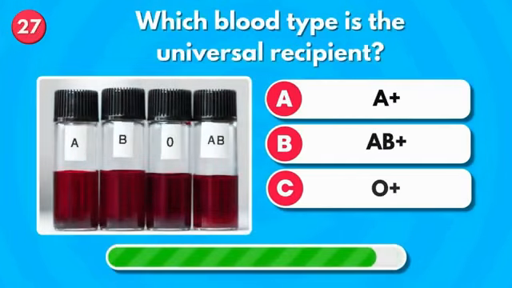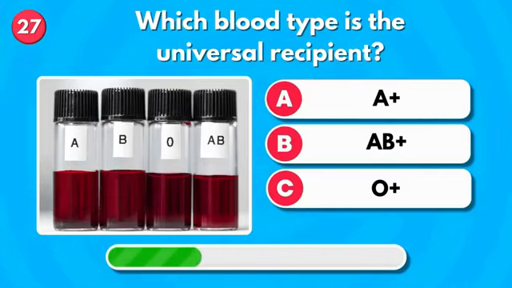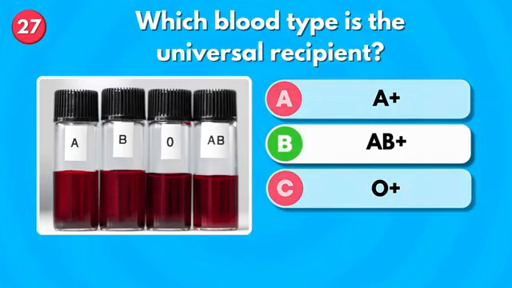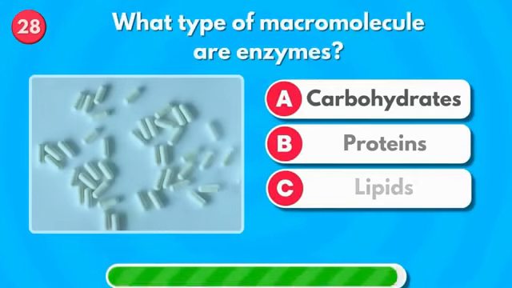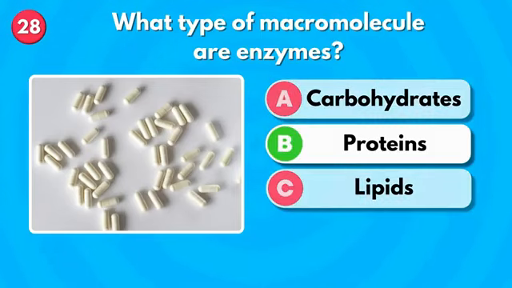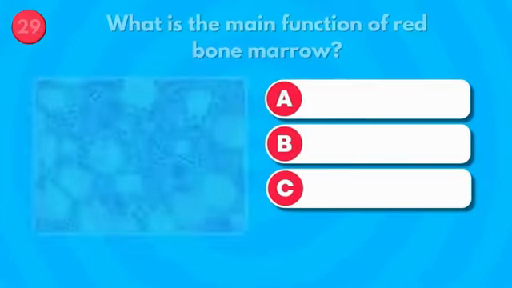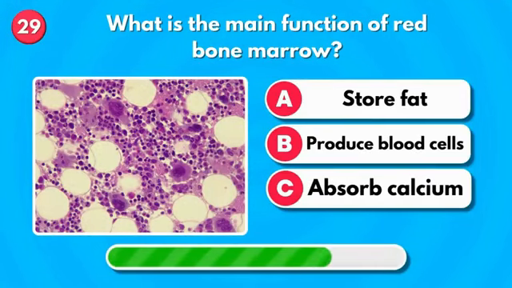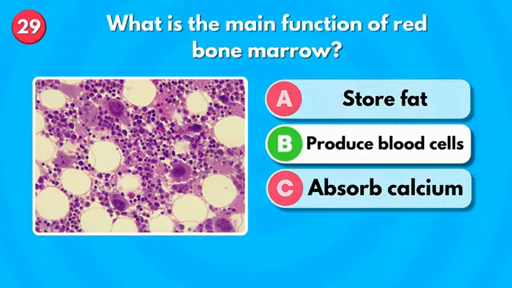Which blood type is the universal recipient? AB positive. What type of macromolecule are enzymes? Proteins. What is the main function of red bone marrow? Produce blood cells.